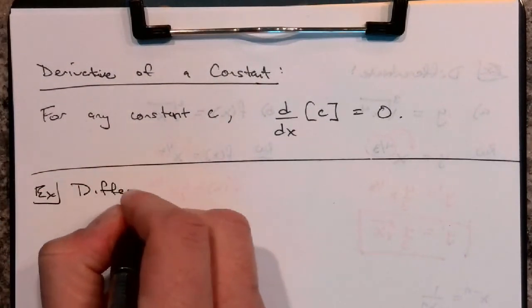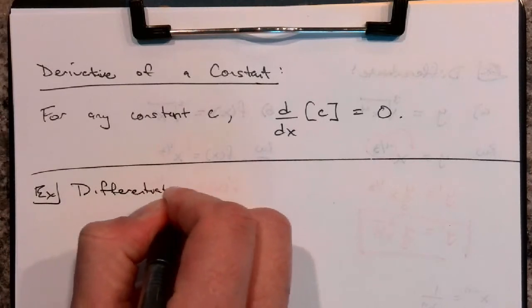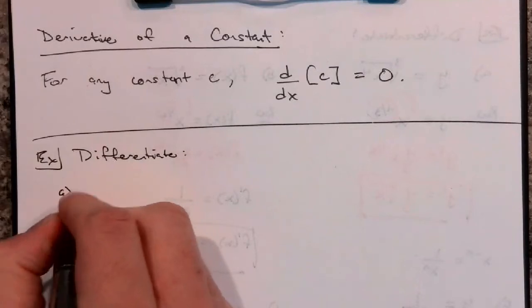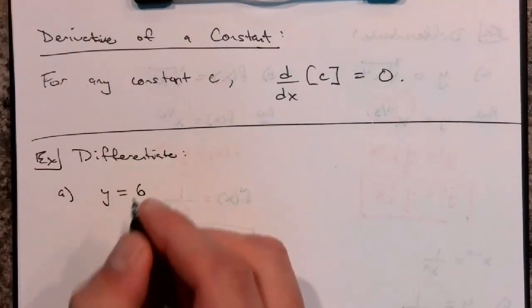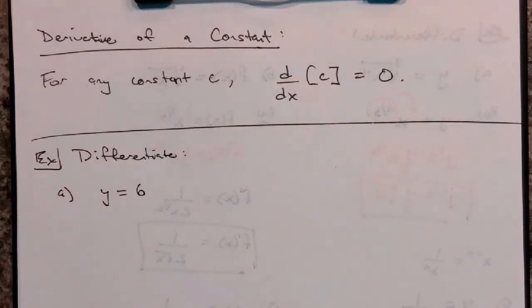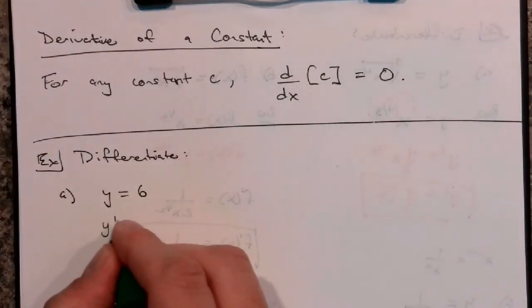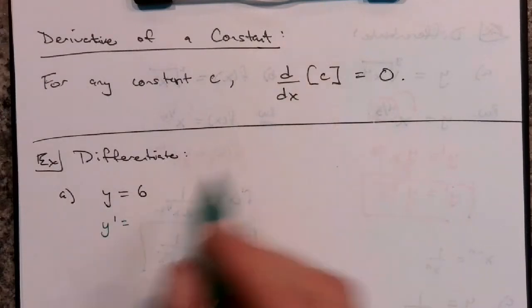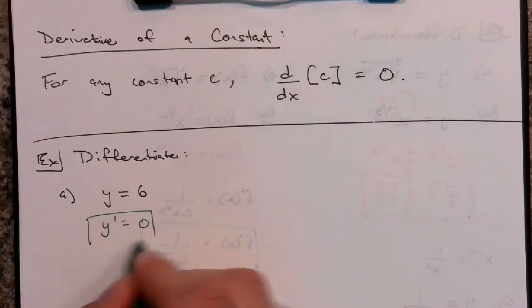So I'll say differentiate. If I said y equals 6, well, what's the derivative? Y prime. 6 is a constant, right? There are no variables there. So the derivative of a constant always equals 0. So y prime equals 0.